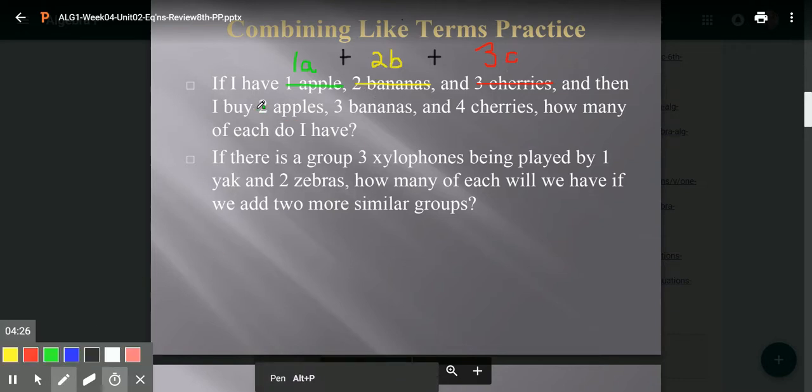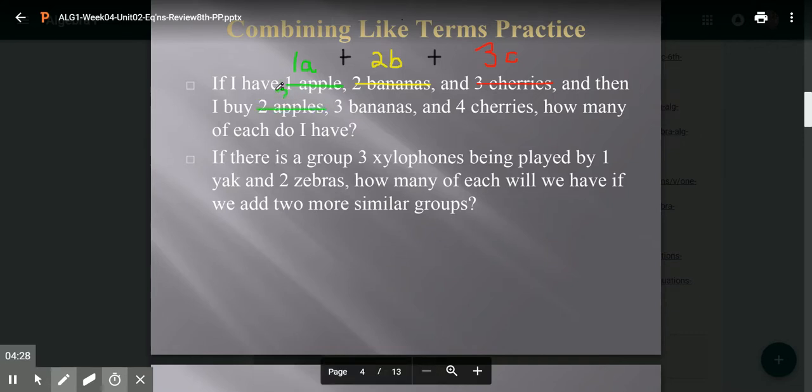But here we have 2 more apples, and now we can add these. 1 apple and 2 apples, that's 3 apples. So if we have 1 apple plus 2 apples, we get 3 apples.